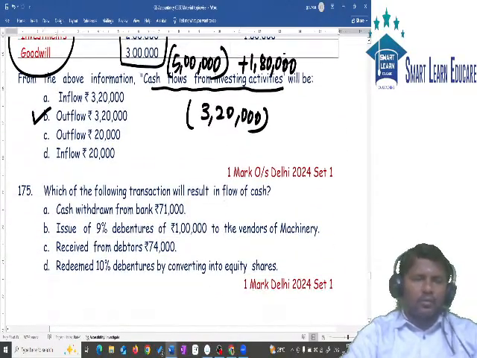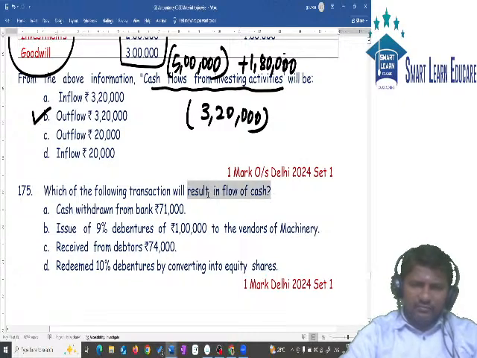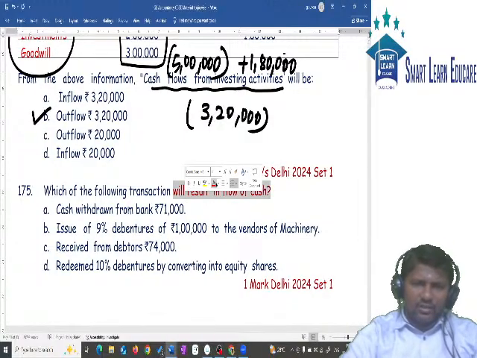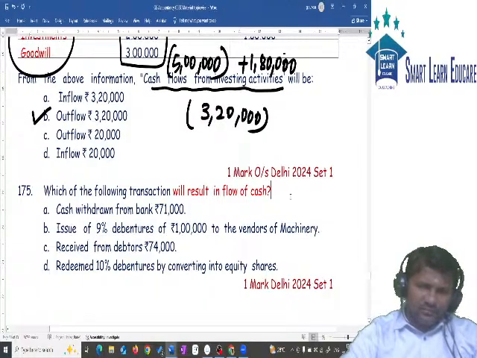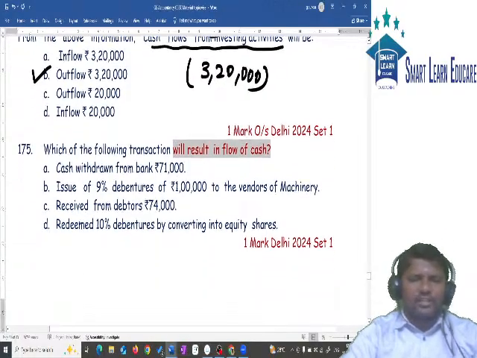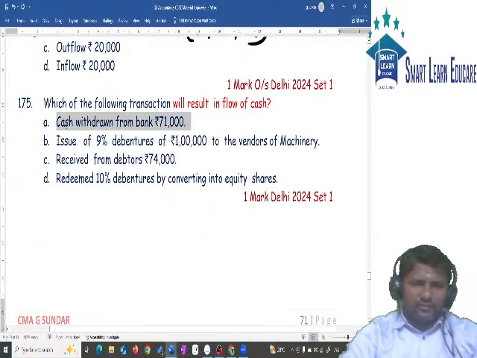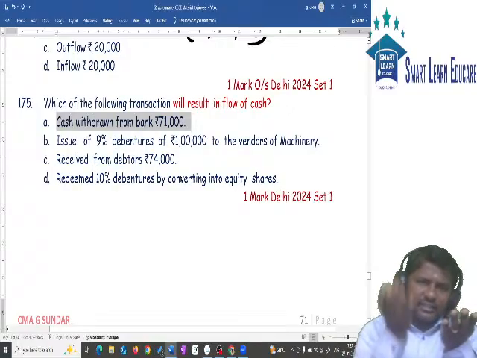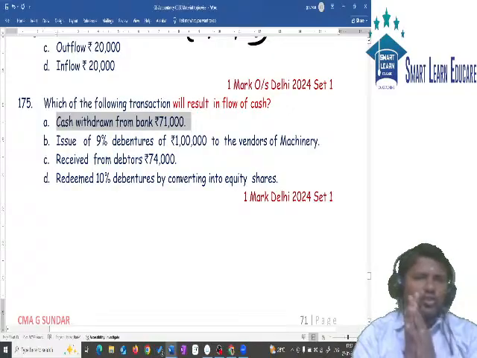Next, question number 175. Which of the following result in inflow of cash? Cash withdrawn from bank. One cash increases, bank decreases. Actually, there is no change.